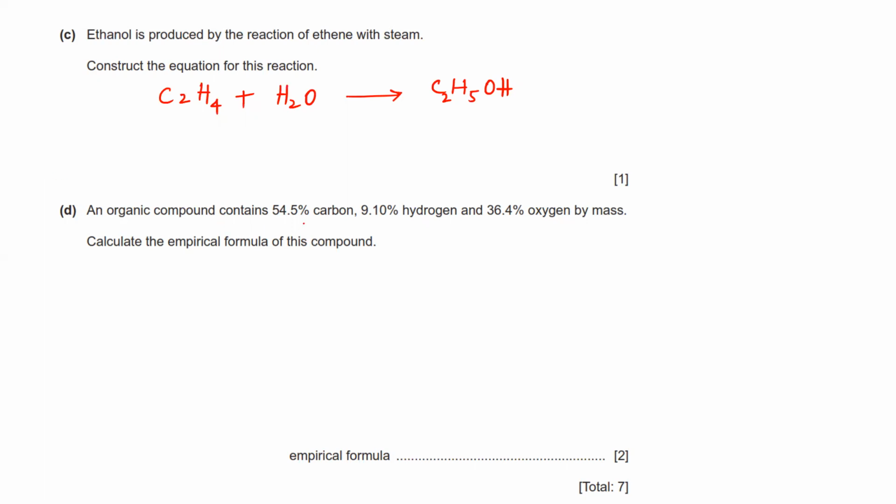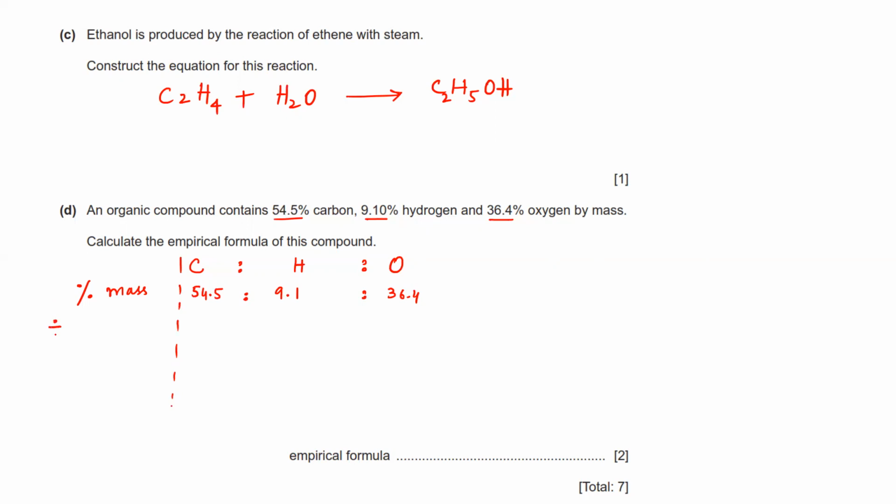Then part D says an organic compound contains 54.5% carbon, 9.1% hydrogen, and 36.4% oxygen by mass. Calculate the empirical formula of the compound. So consider it as such: carbon, hydrogen, oxygen. So the first part, percentages, so write the percentages by mass. So carbon is 54.5, this is 9.1, and this is 36.4.